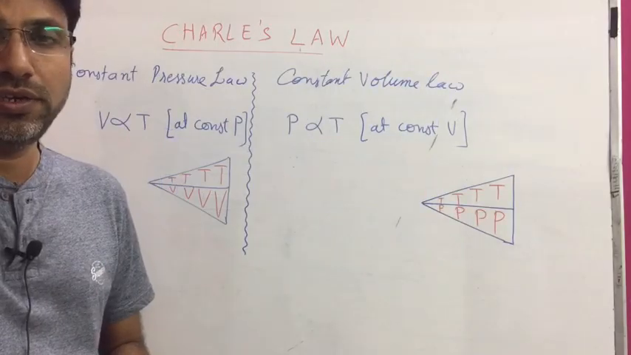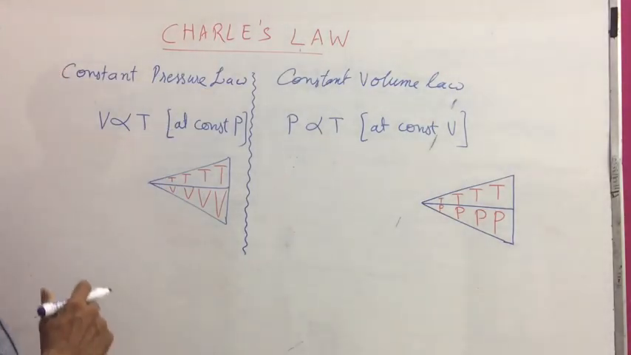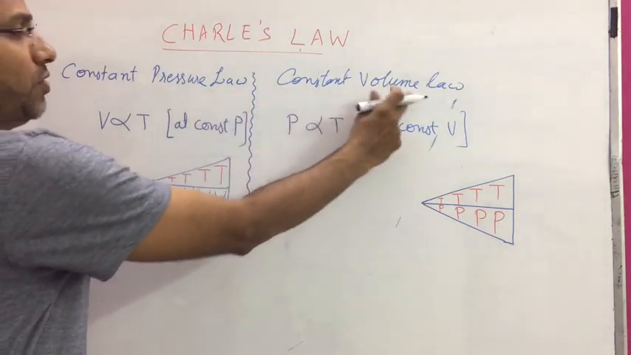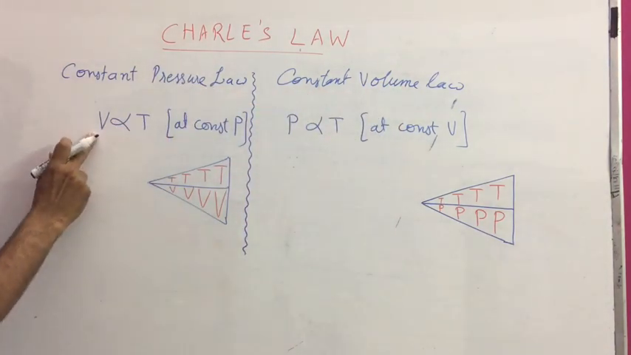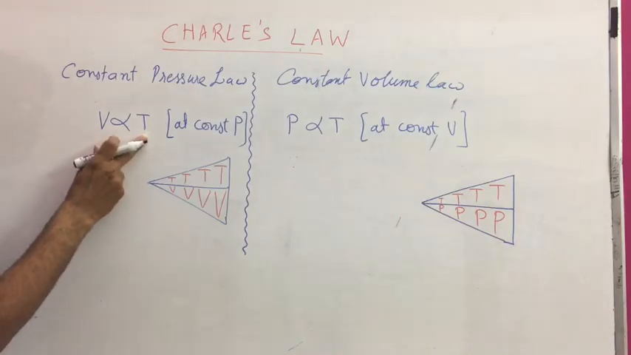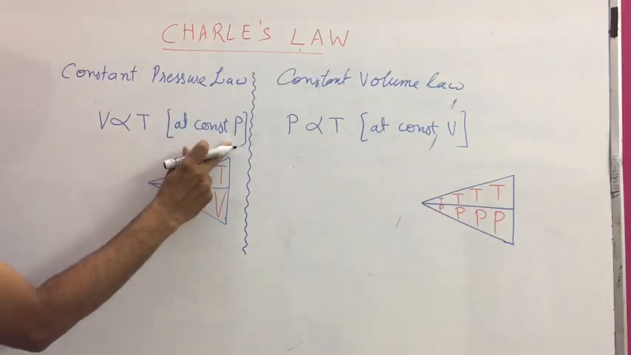Let us understand Charles' law. There are two laws: the constant pressure law and the constant volume law. Let us understand the constant pressure law. Volume of a gas is directly proportional to absolute temperature at constant pressure.